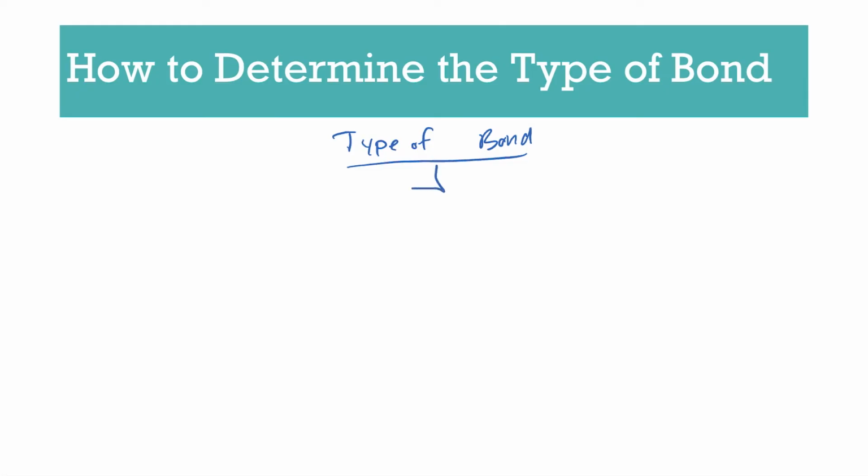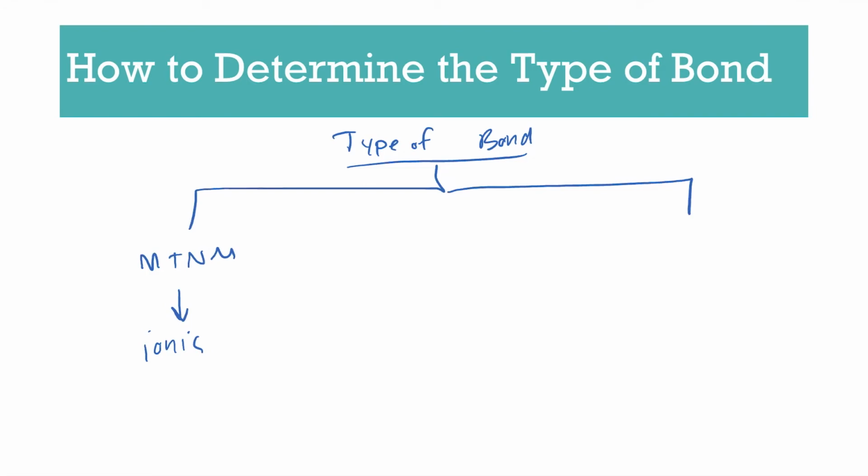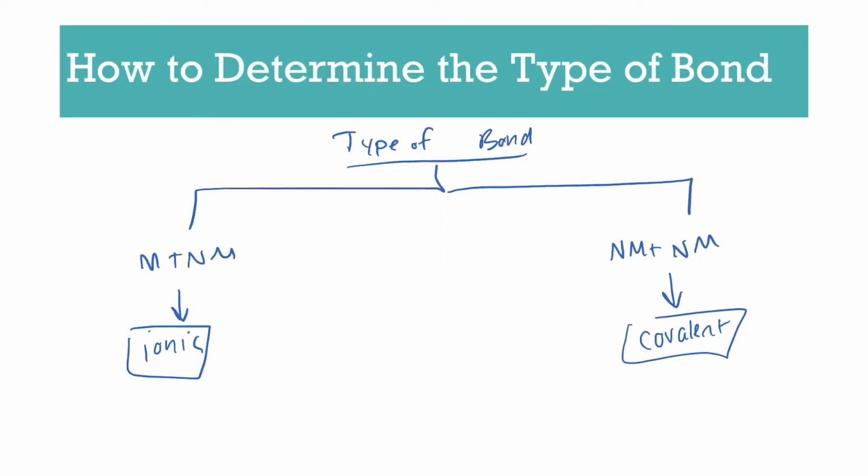So your first step should be to look at what elements you have. And if you have a metal and a nonmetal, that is an ionic bond. You're done. You don't need to calculate any electronegativity difference. That's it. Metal, nonmetal, always going to be ionic. But if you have a nonmetal and a nonmetal, that is covalent. But sometimes the question will be like, well, is it polar covalent? Is it nonpolar covalent? So then you have to look at the electronegativity differences.